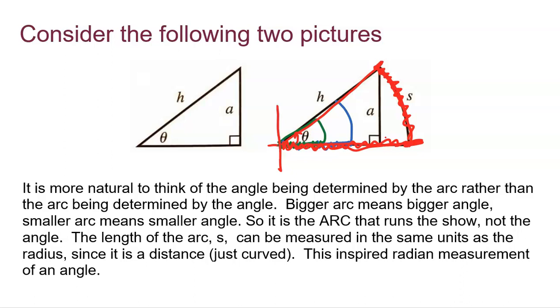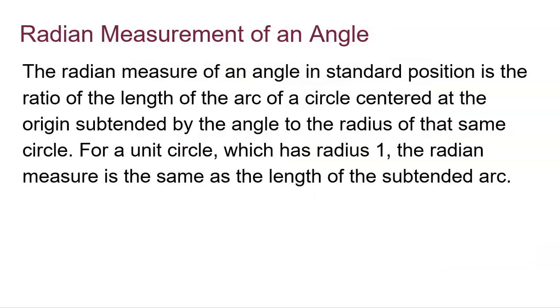This idea, this thought of how to measure an angle, not by using degrees, but to look at the arc and the radius, this inspired what's known as a radian measurement. You might not be nearly as familiar with measuring angles in radians, but by the end of this video, you'll have a pretty good idea of what that is. And as we practice more, you'll have a really strong conceptualization of what that is. So let's talk a little bit more about radian measurement of an angle. The radian measure of an angle in standard position is the ratio of the length of the arc of a circle centered at the origin, subtended by the angle, to the radius of that same circle.